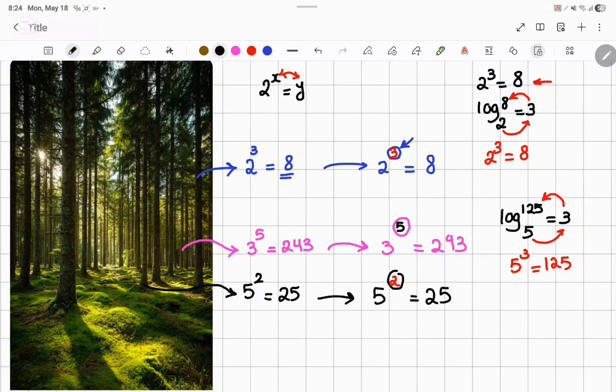Let's make another numerical example. Log base 7 of 49 is equal to 2. If I want to change it to exponential form, it's going to be 7 to the power of 2 is 49. Do you pay attention to how I can change the exponential form to log form? And what is the meaning of log? What are we looking for when we're talking about log and logarithm?